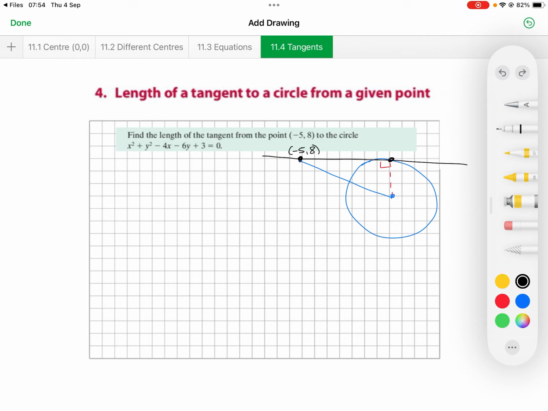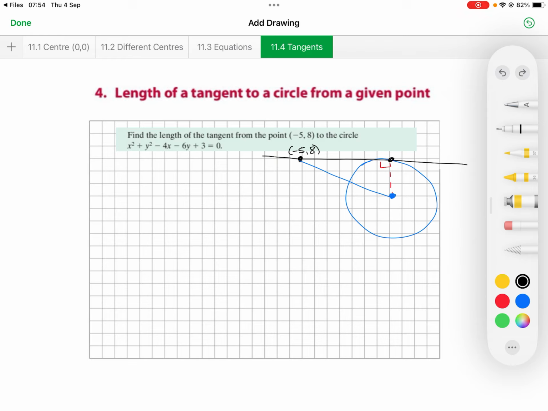If we could find some information about the circle, so if we could find the centre of the circle and the radius, this side, the red side, is just equal to the radius, so from the centre to the edge of the circle. And if we could find the centre point, we know this point and we know this point, we can use our distance formula. So that's exactly what we're going to do.